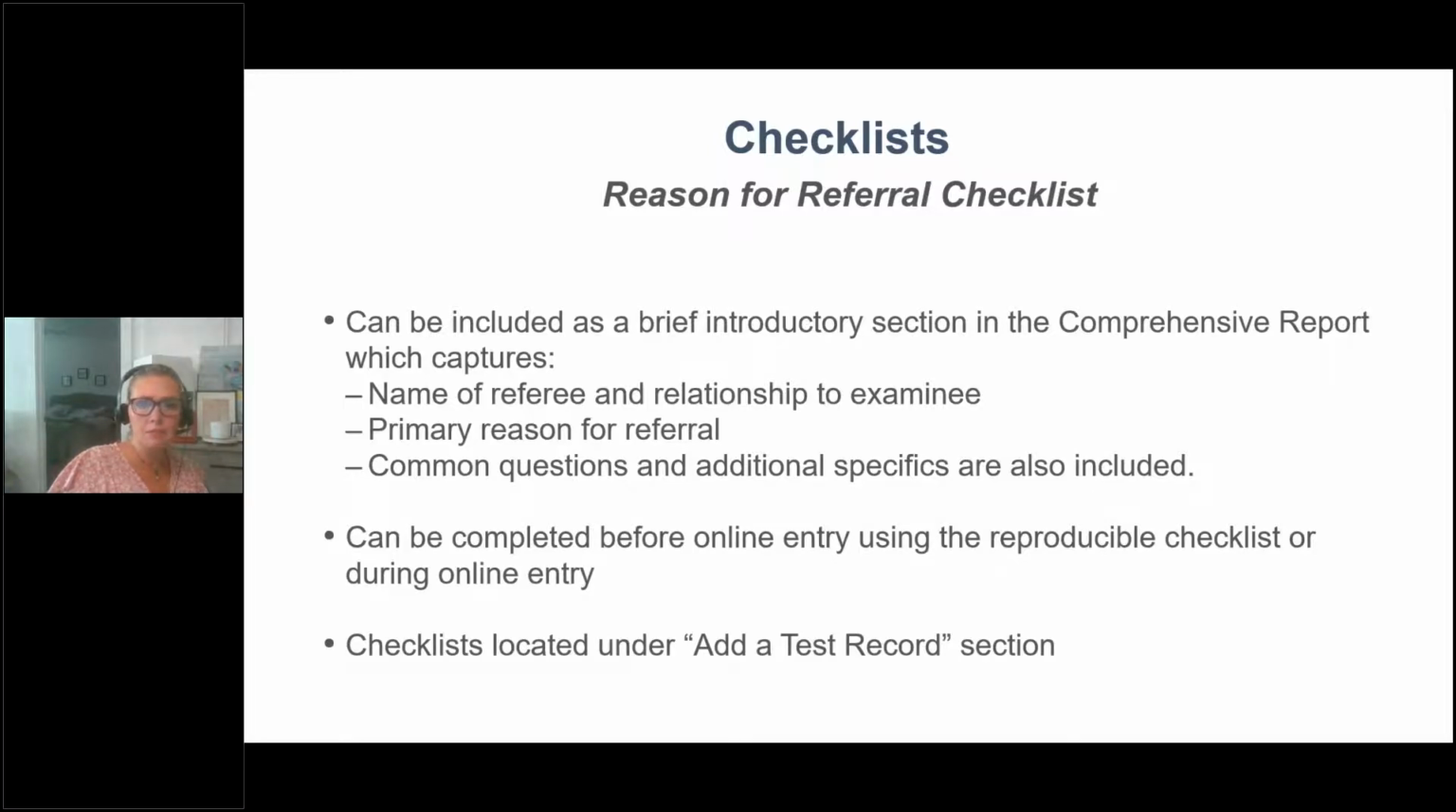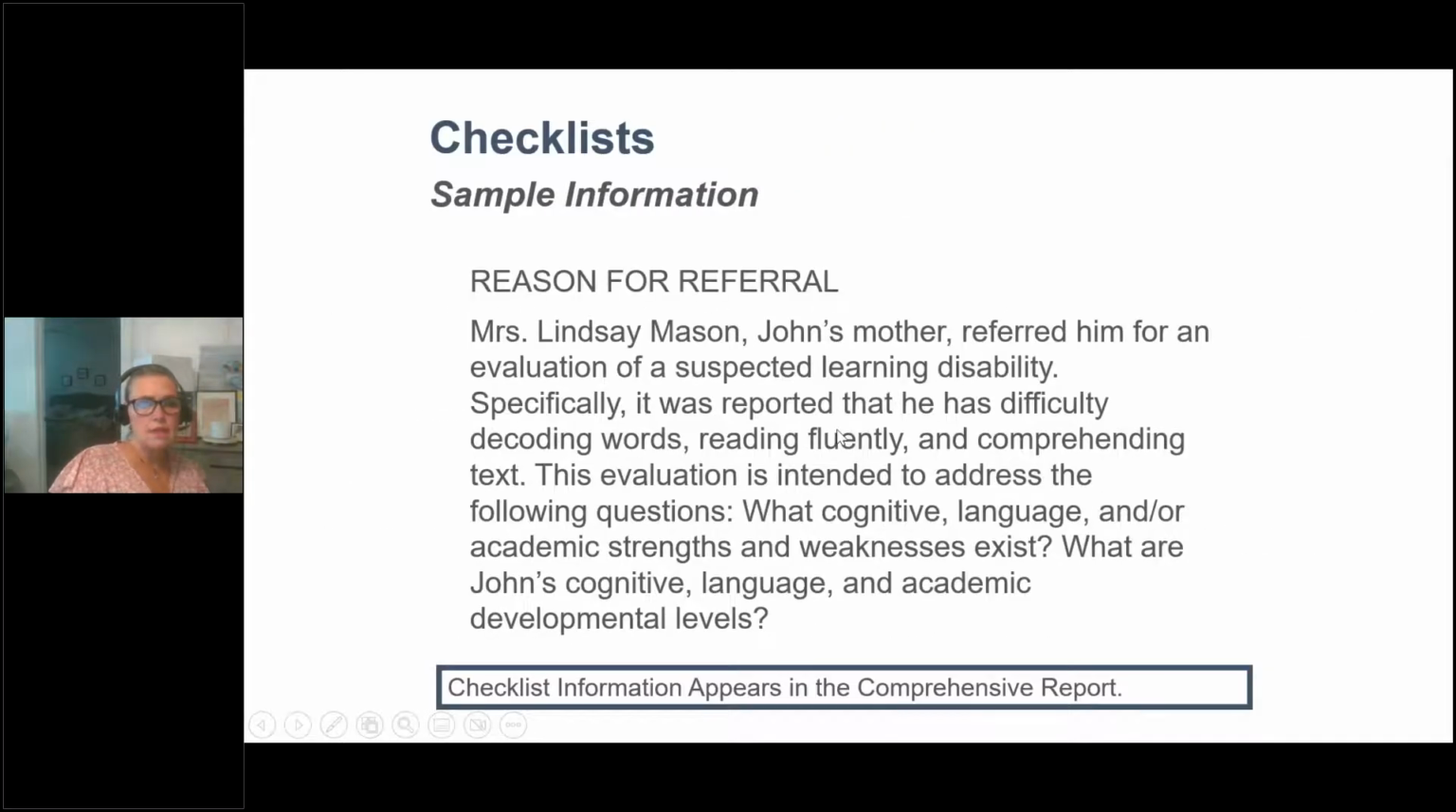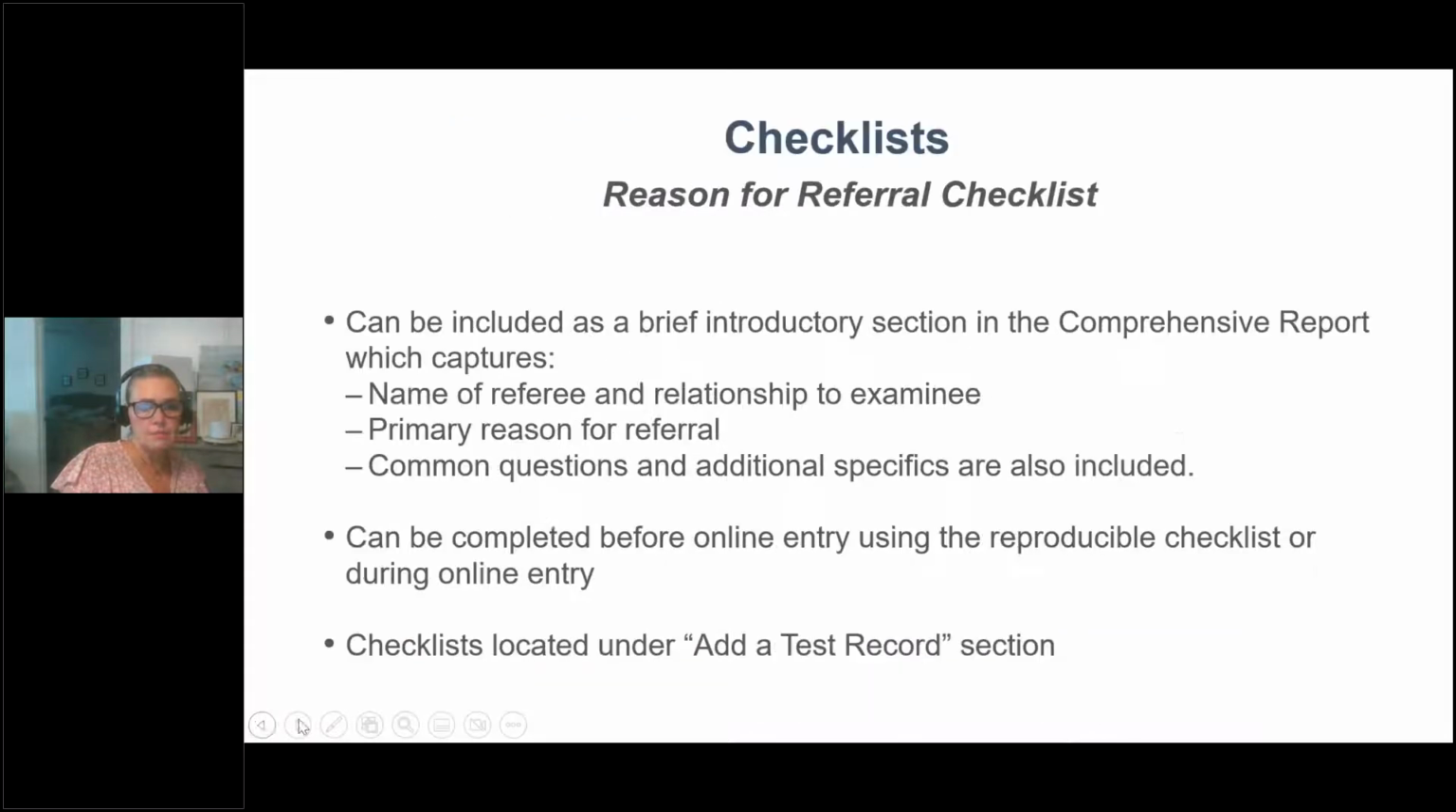Again, it can be completed before online entry using a copy of the checklist, or if you're meeting with the referral team, you can ask these questions and enter the answers directly into the online platform of Riverside Score. Checklists are located under the Add a Test Record section. So if your district purchases the WIIP, it will come up as a drop-down option under that Add a Test Record section.